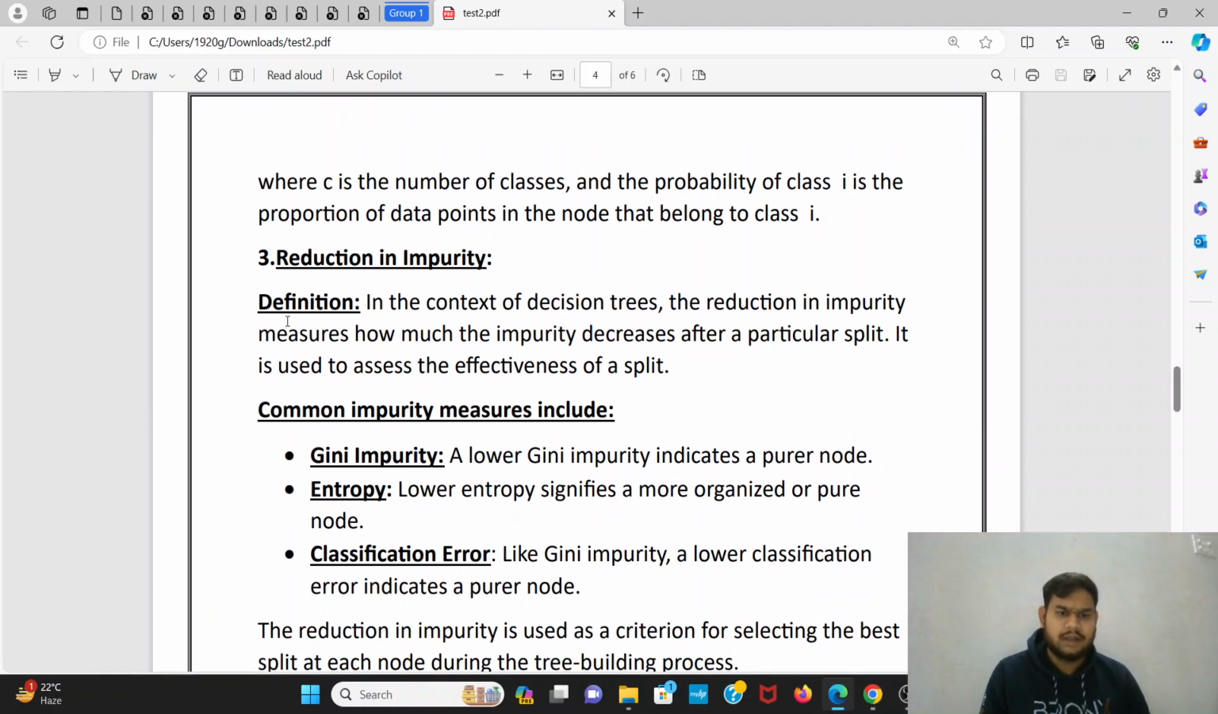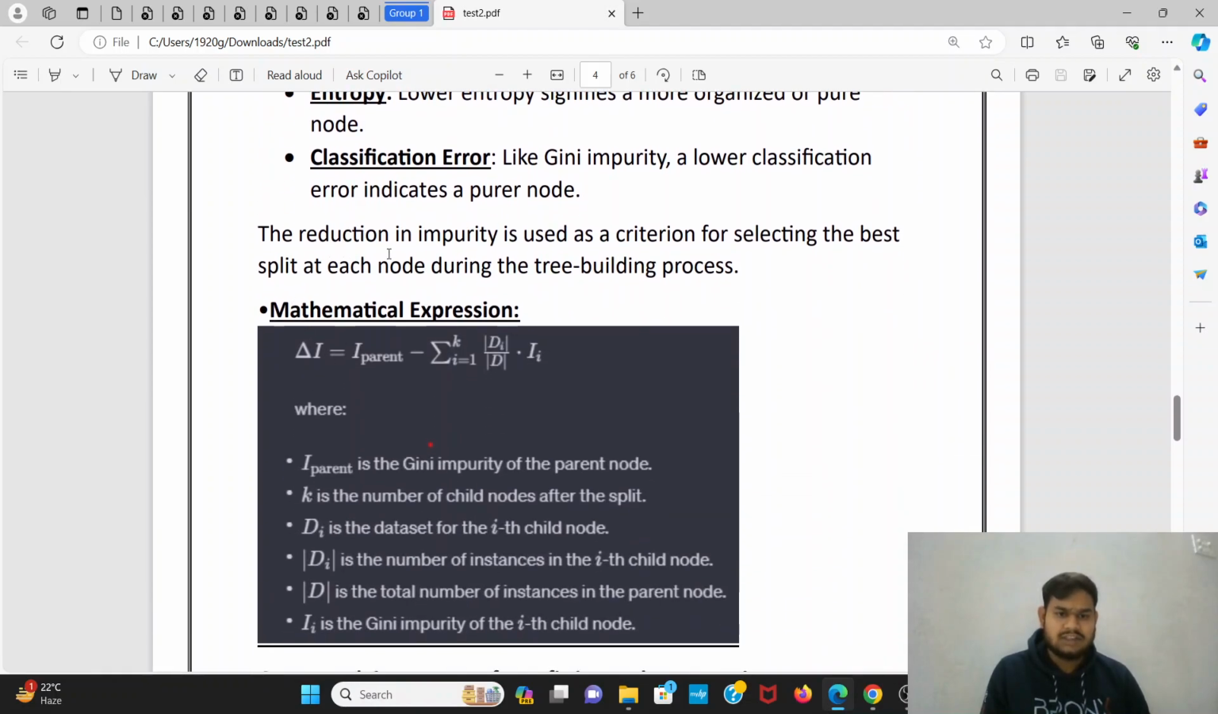Third, reduction in impurity. Definition. In the context of decision trees, the reduction in impurity measures how much the impurity decreases after a particular split. It is used to assess the effectiveness of a split. Common impurity measures include Gini impurity. A lower Gini impurity indicates a purer node. Entropy. A lower entropy signifies a more organized or pure node. Classification error. Like Gini impurity, a lower classification error indicates a purer node.